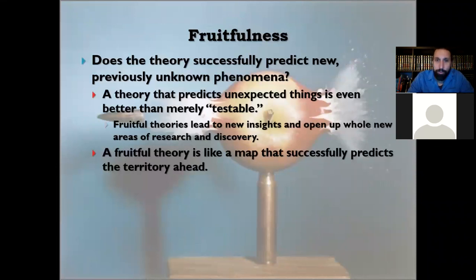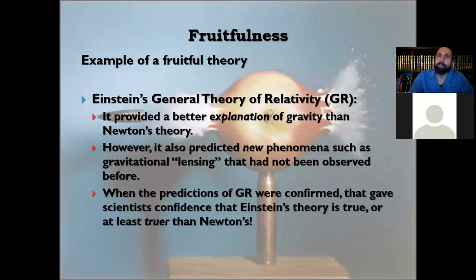Fruitfulness. A theory which explains something new is better than one that does not. So let me see what examples I have here. Einstein's theory of relativity, specifically the theory of general relativity, explains new phenomena which Isaac Newton's theory, classical mechanics, could not explain. Let me try to give you an example of this.